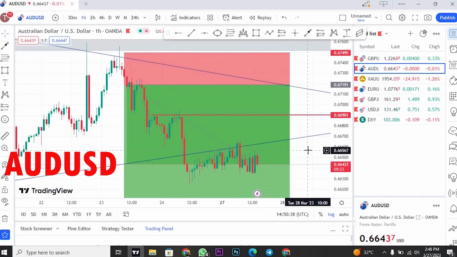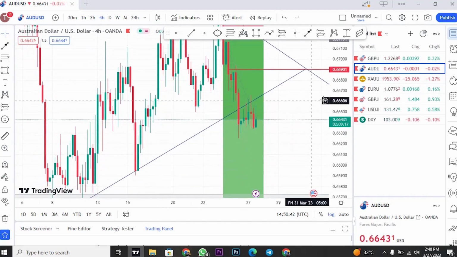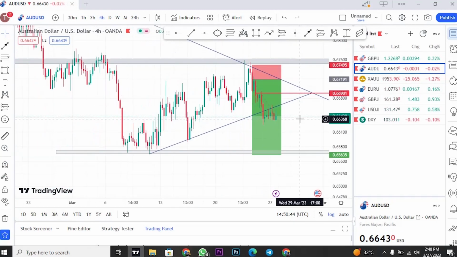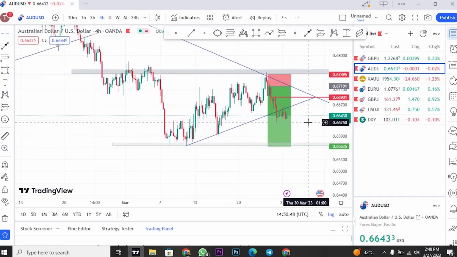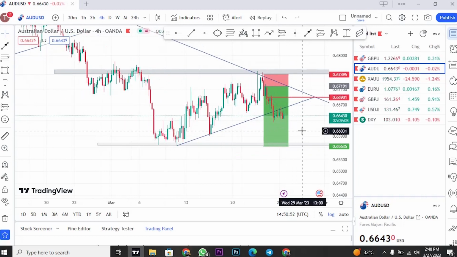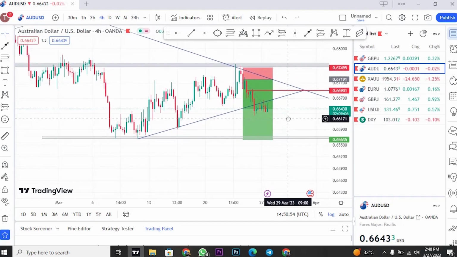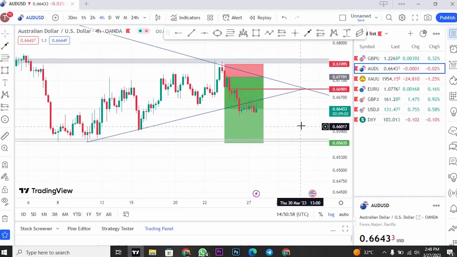AUDUSD. On the AUDUSD chart, I'm currently in a trade right now. If you have not watched my previous video, I have already broken down how I got this setup on AUDUSD. I'm still in this trade right here.